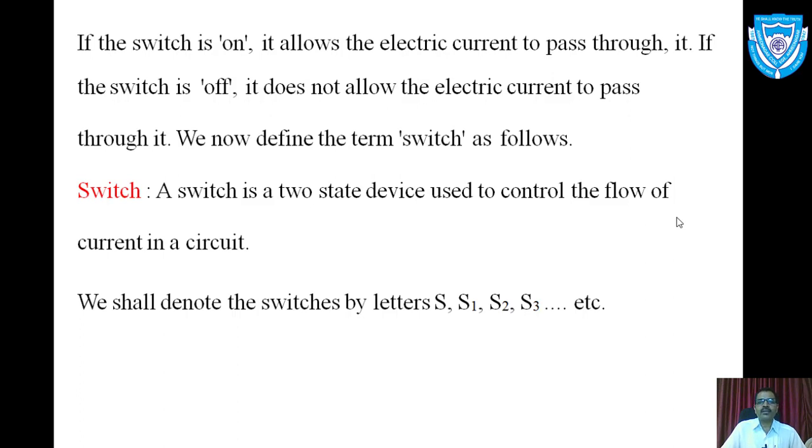We now define the term switch as follows. We have the definition of switch. A switch is a device which acquires only one of the two states, either on or off. In the on state, it allows the current to flow, and in the off state, it does not allow the current to flow. Generally, these switches are denoted by capital letter S. For different switches, you can use S subscript 1, S subscript 2, S subscript 3, and so on.